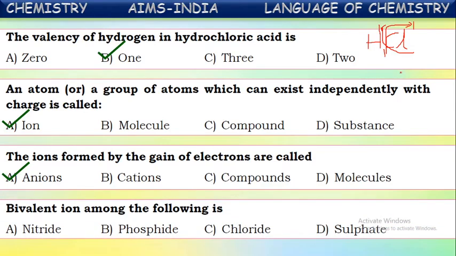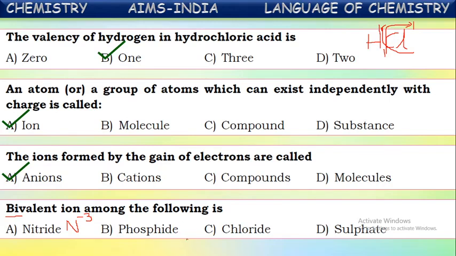Next, bivalent ion among the following. What does bivalent mean here? Bi represents two. Bivalent means the ions with two charge. Out of these given ions, which is having valency 2? Nitride ion. Nitrogen forms its ion by gaining 3 electrons. So here the valence is 3. Nitride ion valence is 3, not 2, as asked here.